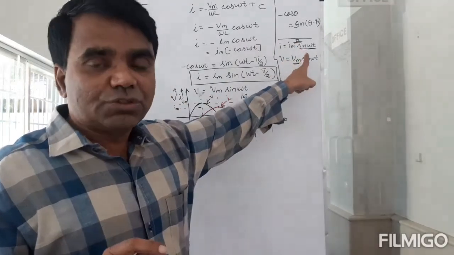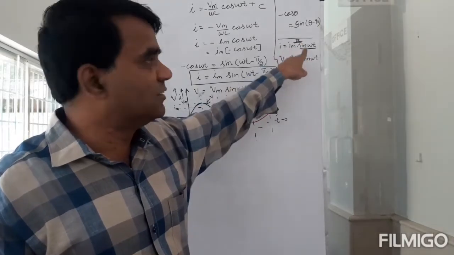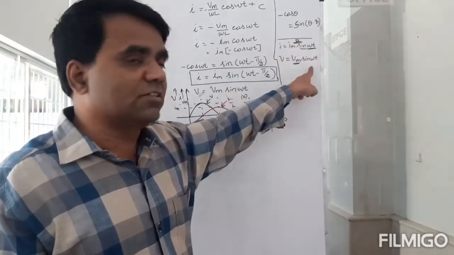Here, there is no such lagging. If this is maximum, that is also maximum. This is minimum, that is also minimum. This is 0, that is also 0. There is no lagging in the case of a resistor circuit.